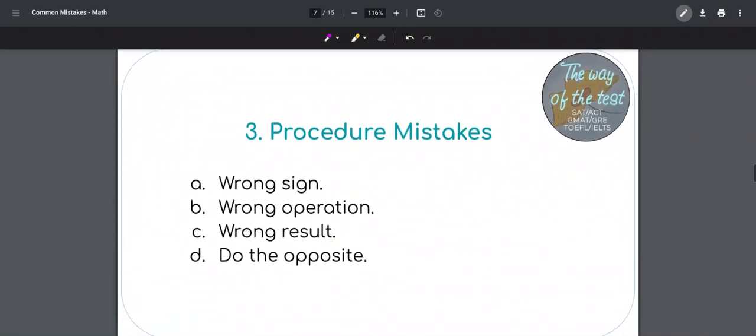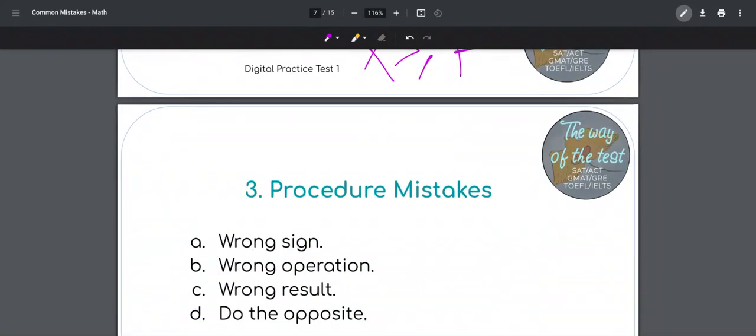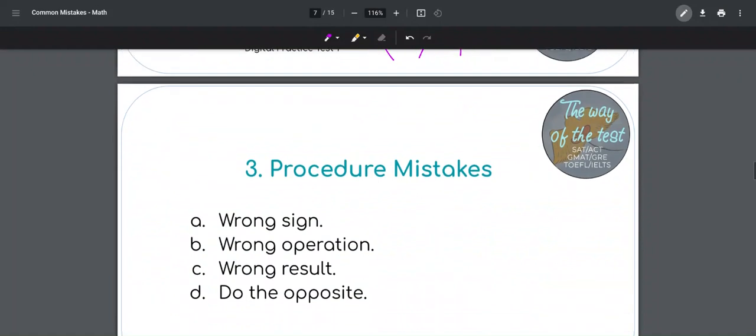Then we have the procedure mistakes. So after we no longer have knowledge mistakes and we no longer have interpreting mistakes, we may still make some mistakes, right? So now here's where we get to the procedure mistakes. Now, I'm not saying that you get the first type of mistake and then you are over them, and then you get the second type of mistake and you're over them. No, you can have a procedure mistake at the same time as you have a knowledge mistake, right? But you have to know how to differentiate them.